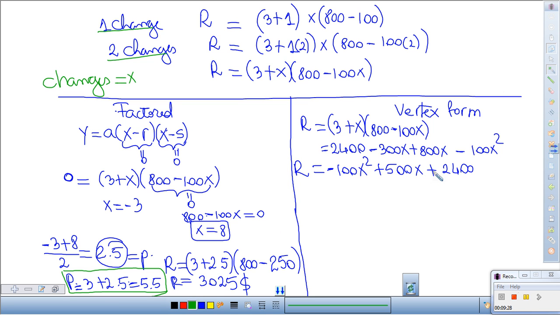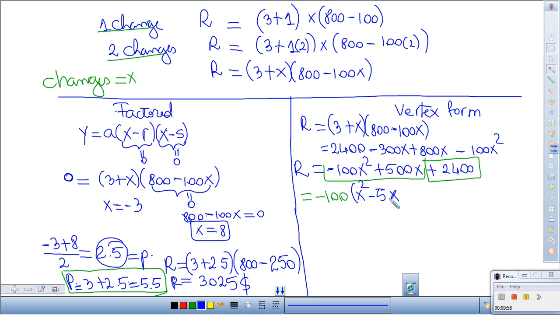Remember, the last number in my trinomial, I always park it and leave it to the end. So I don't want you to worry about the 2400 right now. We're just going to leave it. We're going to factor out the negative 100 out of the first two terms because that is our A. So equals negative 100, and then I'm left in the bracket with x squared minus 5x.